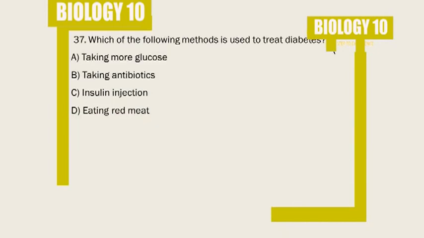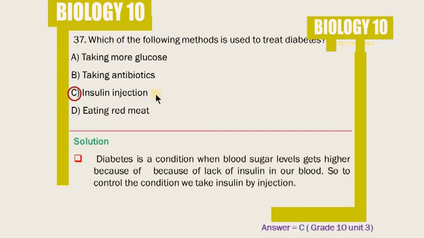Question 37. Which of the following methods is used to treat diabetes? A. Taking more glucose. B. Taking antibiotics. C. Insulin injections. Or D. Eating red meat. The answer is C. Insulin injections.